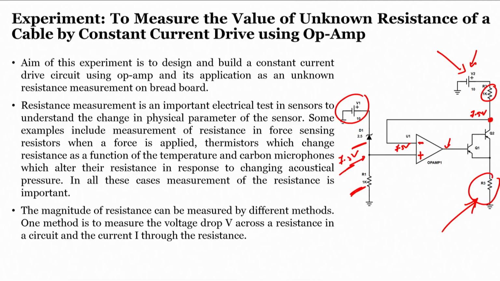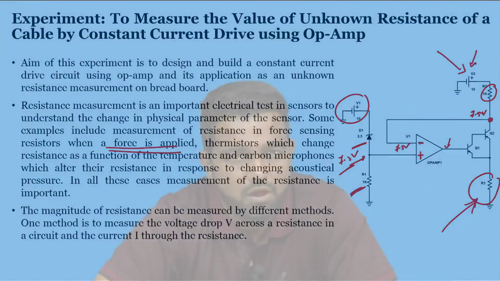If we read the paragraph, it says that resistance measurement is an important electrical test in sensors to understand the change in physical parameter of sensor. Some examples include measurement of resistance in force sensing resistors when a force is applied. When you apply force and we want to see the change in resistance, you need a sensor which can show the output in terms of change in resistance. Second example is thermistor. When you heat the sensor, the output will be in terms of change in resistance. Another example is carbon microphones, which alter the resistance in response to changing acoustical pressure. So, there are a lot of examples where resistance measurement is a very important factor.